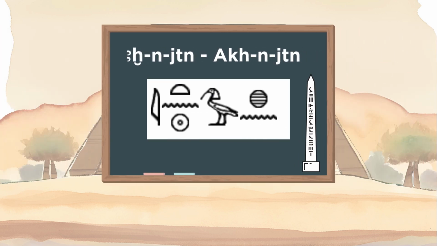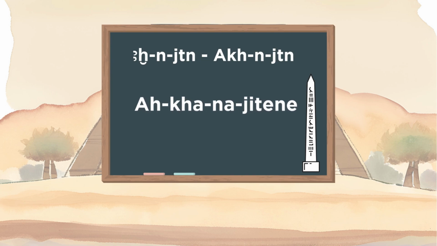Akhenaten's name is represented by these hieroglyphs, which are transliterated to the vowelless sequence that has the A sound, KH, N, G, T, N. The pronunciation as spoken by the ancient Egyptians is Aga Najitene, Aga Najitene.